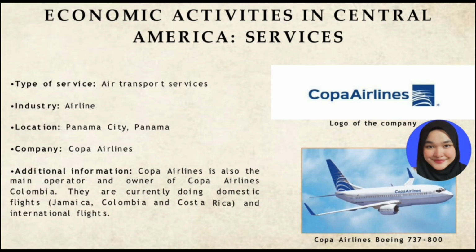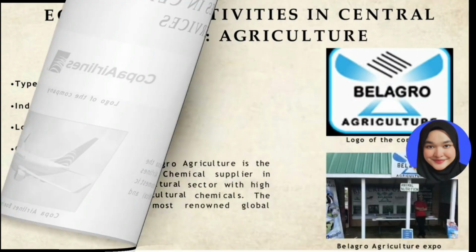Economic activities in Central America is service. Type of service is air transport service. Industry, airline. Location in Panama City, Panama. Company, Copa Airlines. Additional information, Copa Airlines is also the main operator and owner of Copa Airlines Colombia. They are currently doing domestic flights, which is Jamaica, Colombia, and Costa Rica, and international flights.